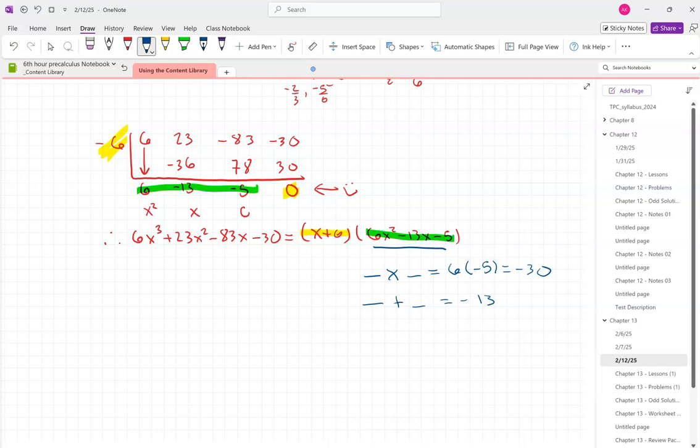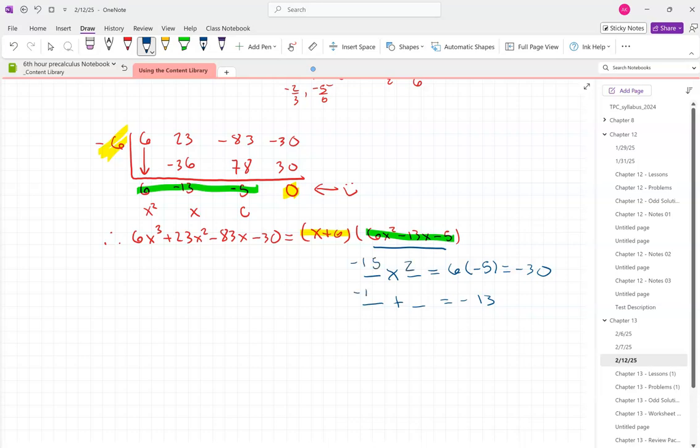Does anybody see the two numbers that are going to multiply to give me negative 30 and then add to give me negative 13? What was that? 10 and 3 multiply to give you positive 30 and add to give you positive 13. If you did them both negative, they'd multiply to give you positive 30 and add to give you negative 13. So it's not quite right. What's that? So negative 15 and positive 2 is what you're looking for.